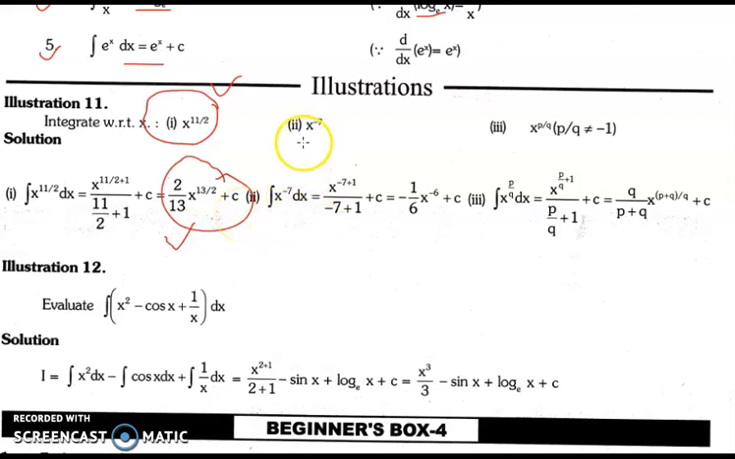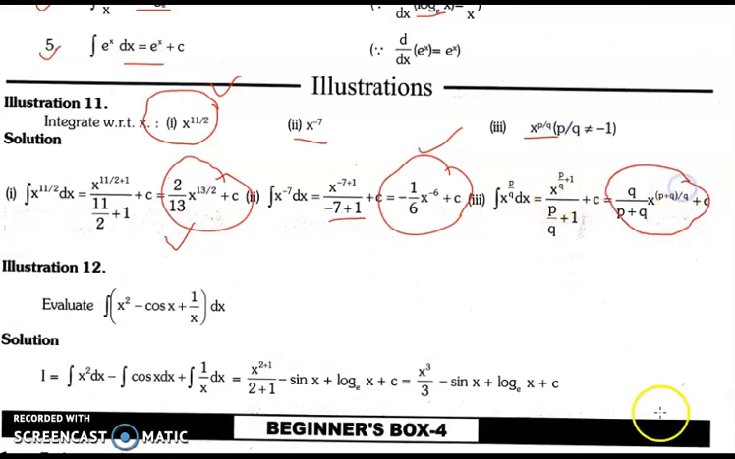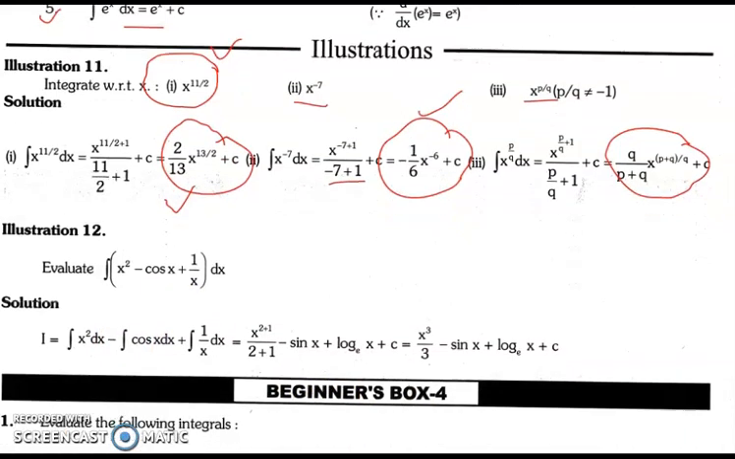Next part is x raised to the power minus 7. It will be very simple: x raised to the power minus 7 plus 1 upon minus 7 plus 1. So it will be minus 1 by 6 into x raised to the power minus 6. Okay, so this is x raised to the power p upon q. It is as simple as that. You will easily get it.